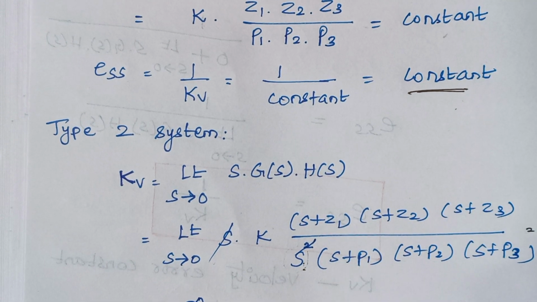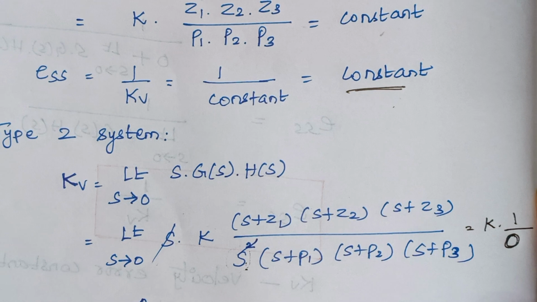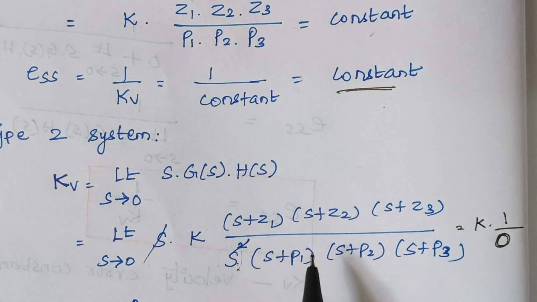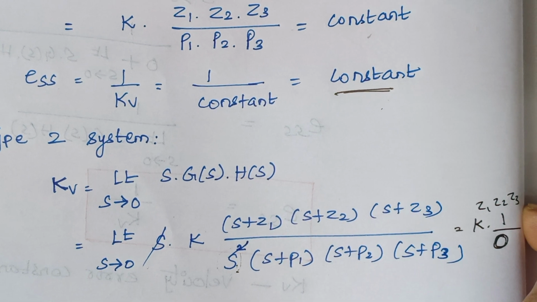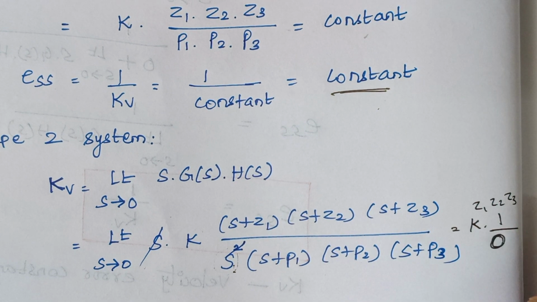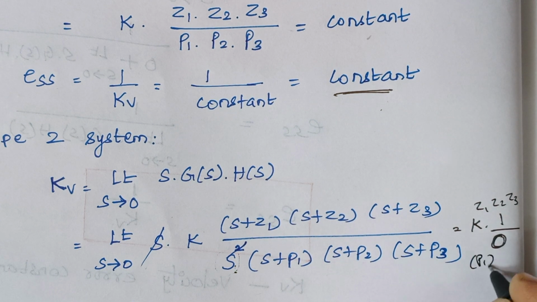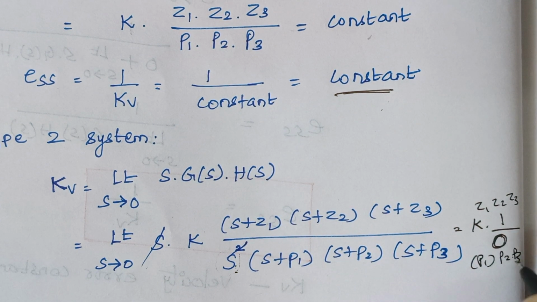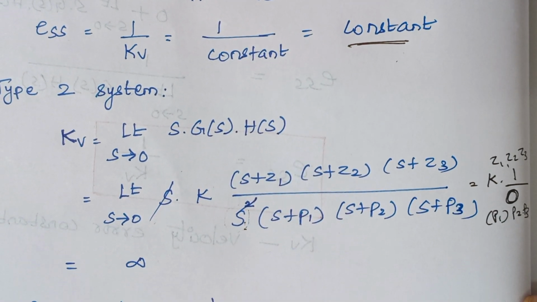That is K into something here divided by, you will be having some z. That is K, and 0 plus z1, z2, z3. Okay, we will be having z1 into z2 into z3. The whole thing divided by, here we are having 0. So 0 into, I am having p1, p2 and p3. So anything divided by 0 will result in infinity.